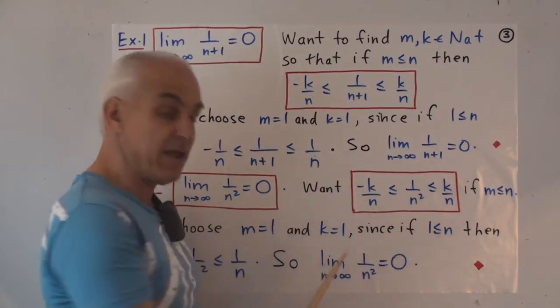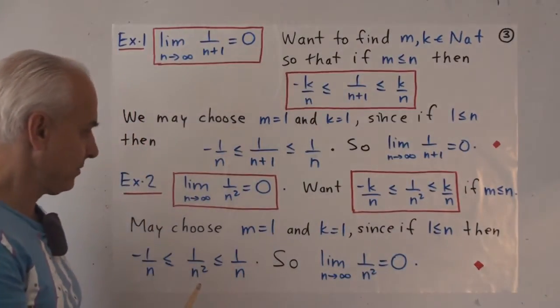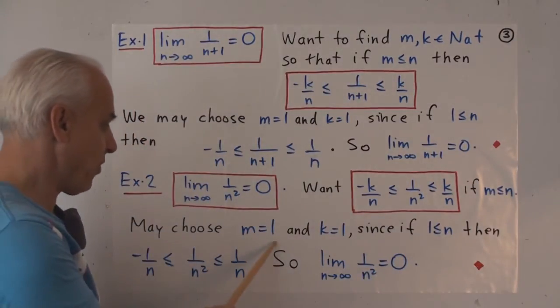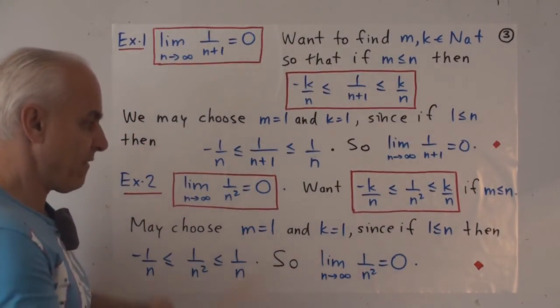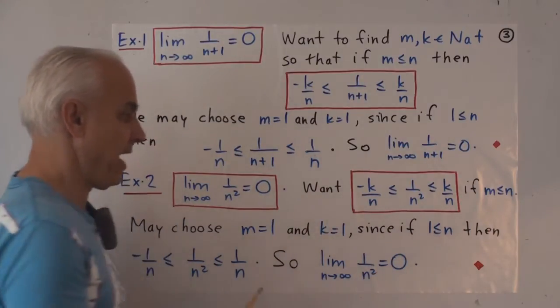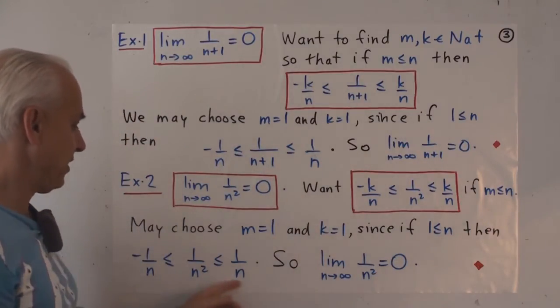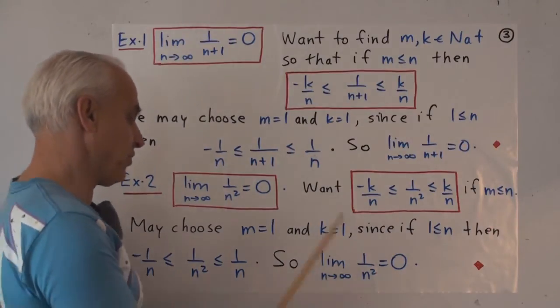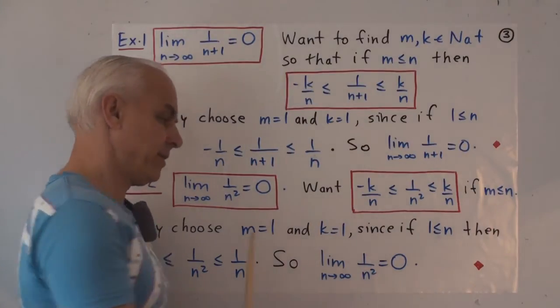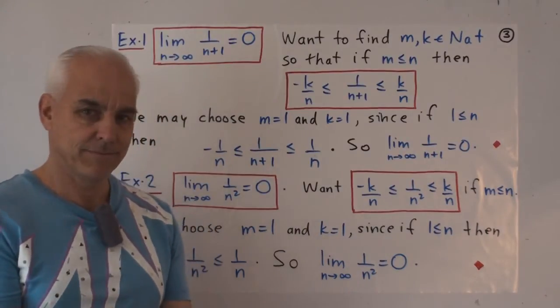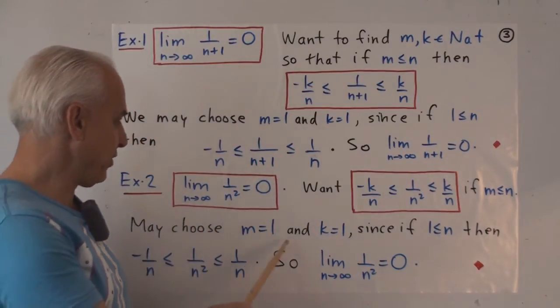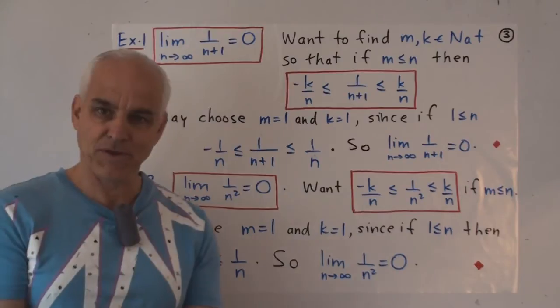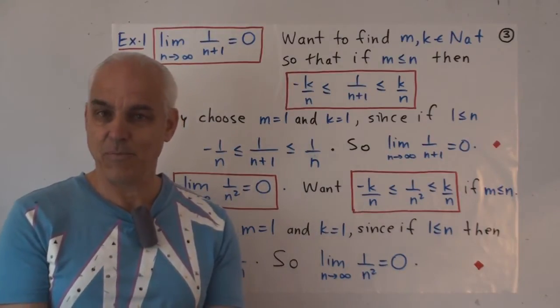We can get away with putting k equals 1. So if m is equal to 1 and k is equal to 1, then for any natural number n, this inequality is going to be true. Therefore, the limit as n approaches infinity of 1 over n squared is 0. So far, all the examples are very simple with the start and scale both being equal to 1.